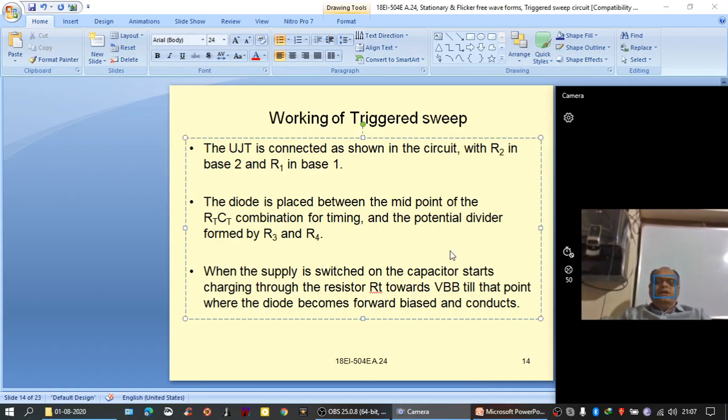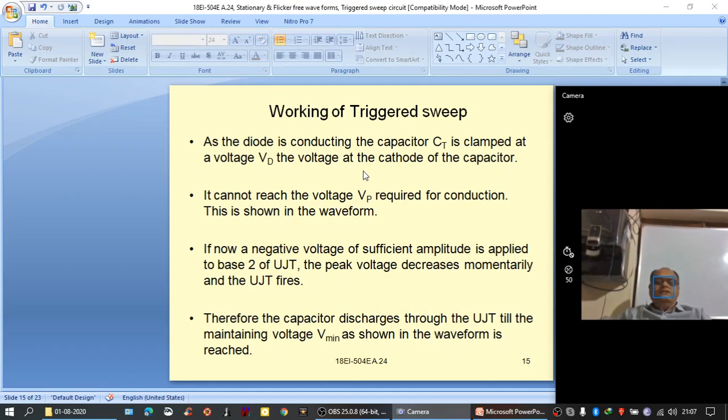When the supply is switched on, the capacitor starts charging through the resistor RT towards VBB, till the point where the diode becomes forward biased and starts conducting. As the diode is conducting, the capacitor CT is clamped at a voltage VD, that is the voltage at the cathode of the diode, which is nothing but VBB by R3 plus R4 into R4. It cannot reach the voltage Vp required for conduction of the UJT.